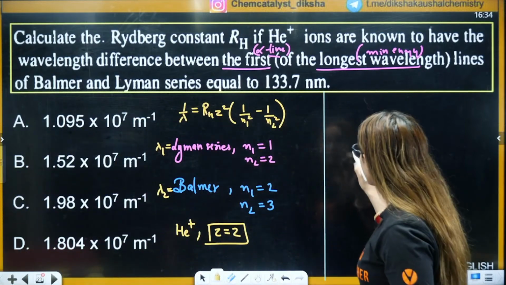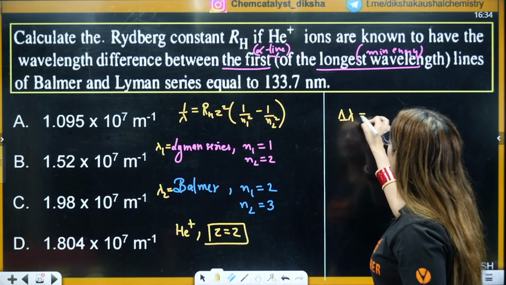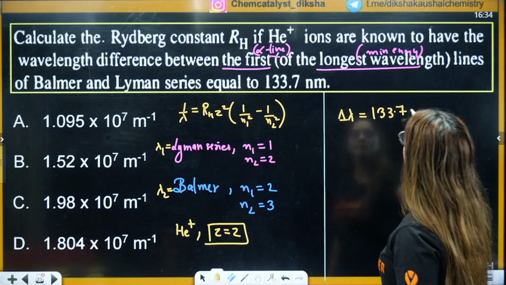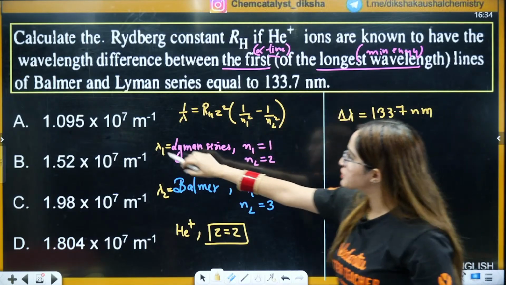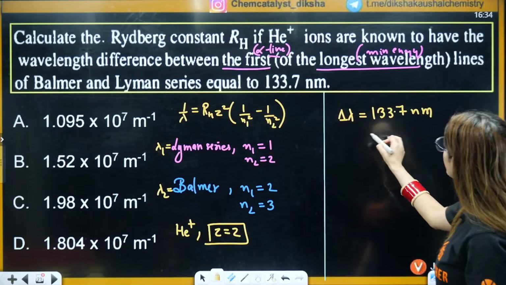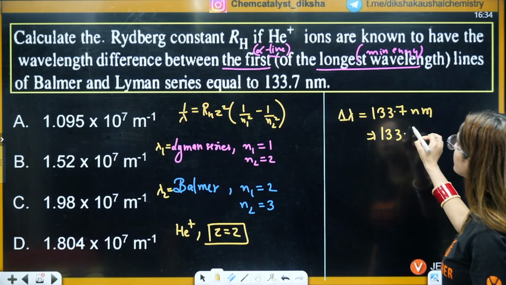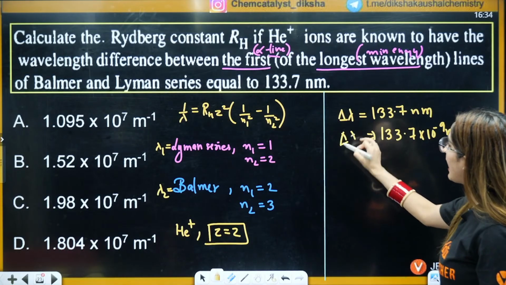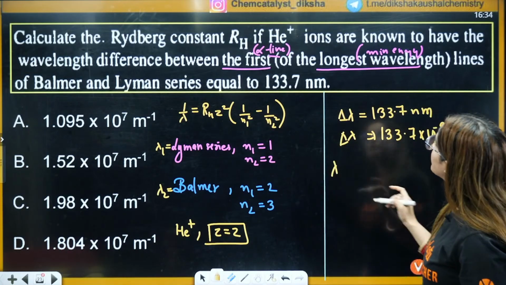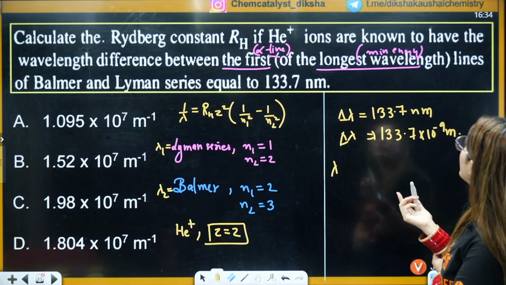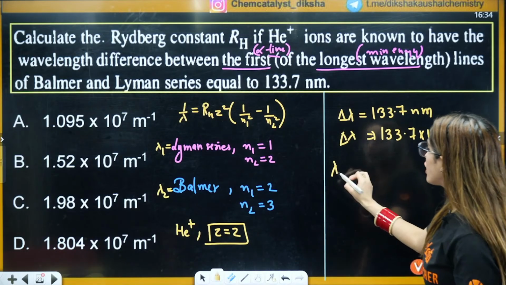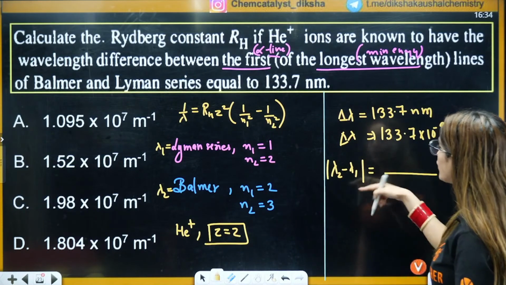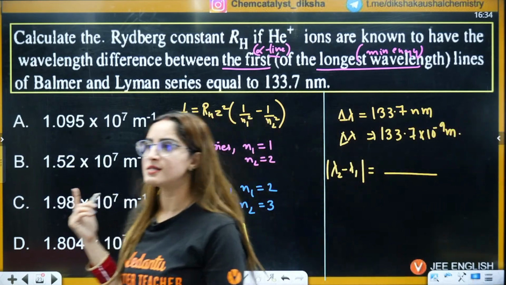Right? So after this, delta lambda is given to you, that is 133.7 nanometer. Because the options, the answers are in meters, we'll convert it into meters, that is 133.7 into 10 raised to minus 9 meter. And hence you will just subtract, because they have given you the difference between lambda 1 and lambda 2. So you'll take lambda 2 minus lambda 1, the mod is already given to you, then easily you can solve this answer.